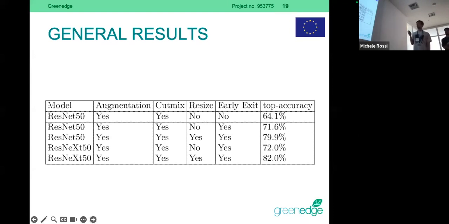And then the early exit. As you can see, the interesting factor of the early exit is that it's not just a method that lowers the number of gigaflops, but it also increases the accuracy. So you can see in the case of ResNet 50, you can see that in the case without early exit, you got an accuracy of 64. Using the early exit, you get another 7% of accuracy more. So the early exit is not just a method that decreases the cost in terms of gigaflops, but also increases accuracy.